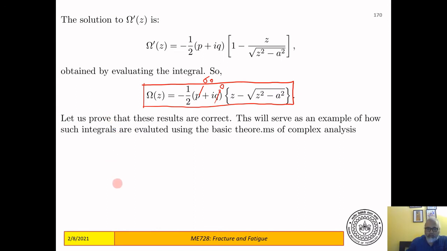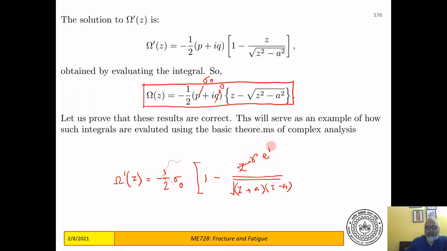So your omega prime z is minus half sigma naught into 1 minus z by root over z plus a into z minus a. So in place of z, put r e to the power i theta. In place of z plus a, put r2 e to the power i theta 2, z minus a, r1 e to the power i theta 1.